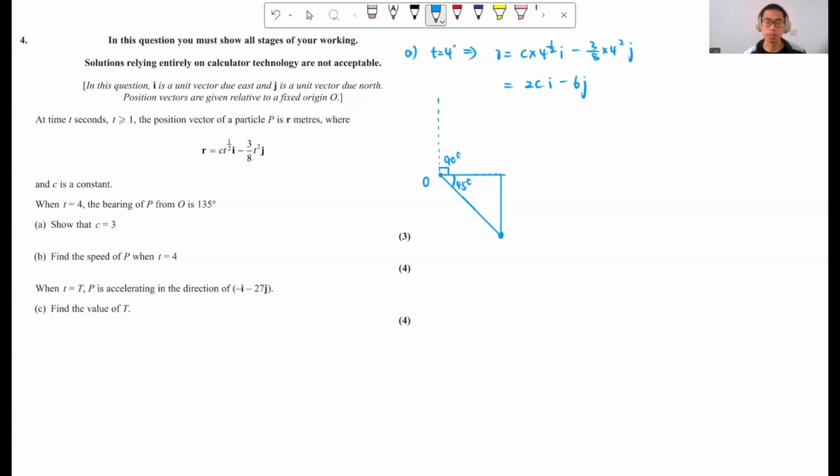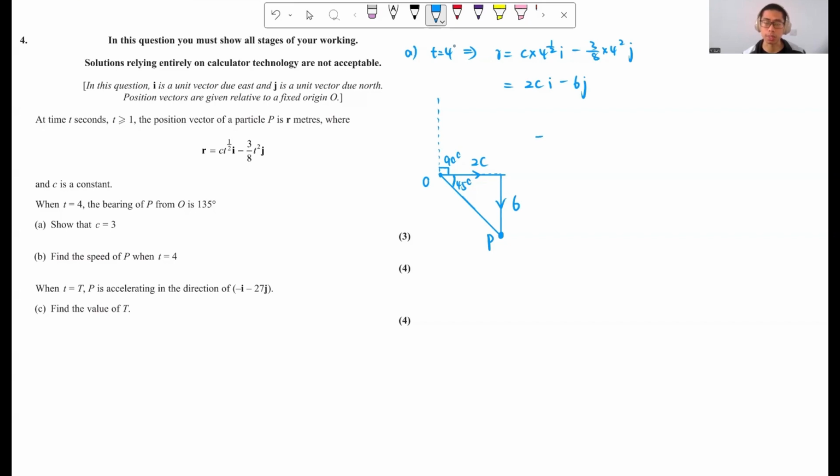So P is here. We know the i component is 2c, so the horizontal is 2c. And then -6 is the j component, so downwards has to be 6 down. Because 2ci minus 6j is just 2c across and then 6 down. So it has to be 2c for the horizontal length and 6 for the vertical length. And then we know the angle is 45 degrees.